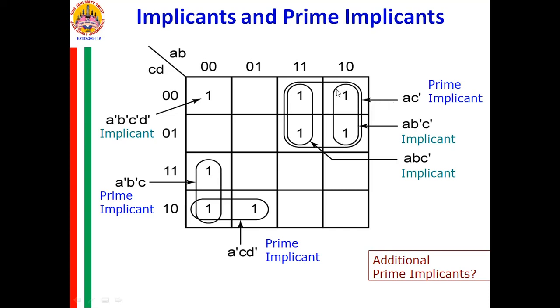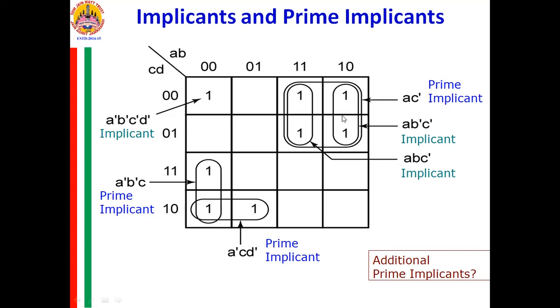This group of 2 ones is called an implicant. This group of 2 ones is called an implicant. The single one is also called an implicant. This group of 2 ones is called an implicant, and since this cannot be further reduced, it is called a prime implicant. This group of 2 ones is an implicant, and since this cannot be combined with any other to reduce the variable further, it is called a prime implicant.